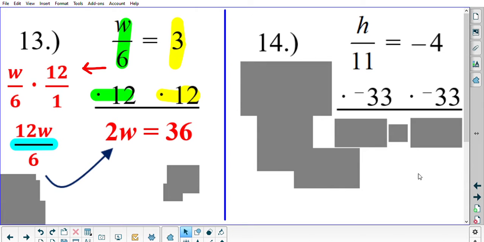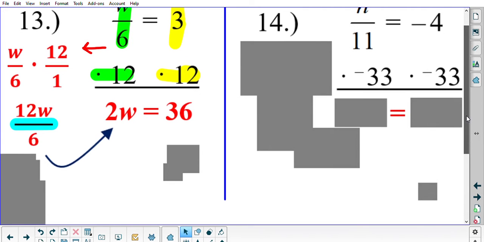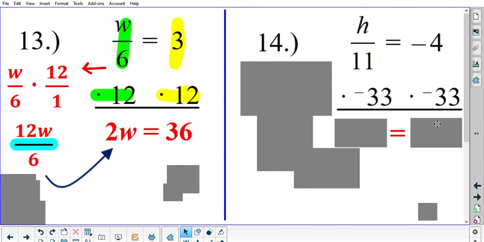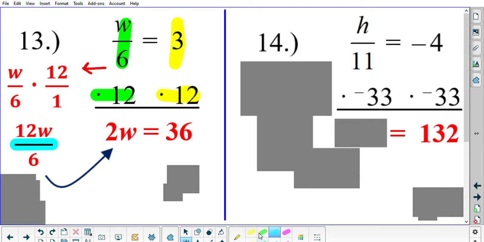All right, let's do number 14 as well. First things first, find the equal sign, bring it straight down. The right-hand side of the problem is pretty simple. We just have -4 times -33. A negative times a negative is a positive. This would give you 132. You are technically allowed to use a calculator if you want to, although I bet a lot of you could have figured that out without a calculator. The left-hand side where the fraction of h over 11 is located, this is going to be the trickier side, okay?